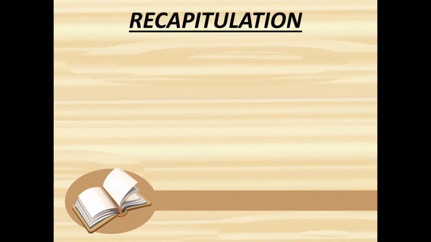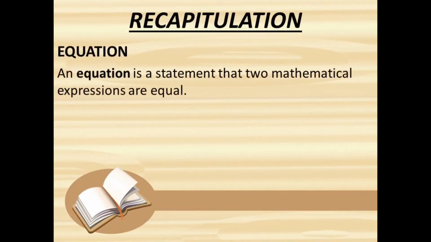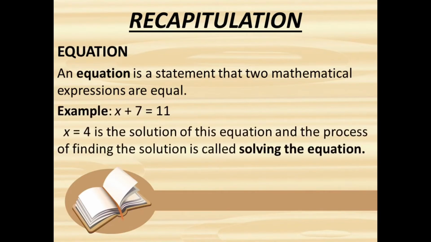Next topic is equation, and it says that an equation is a statement that two mathematical expressions are equal. For example, x plus 7 equals 11, and x equals 4 is the solution of this equation, because if we put x equals 4 in the LHS, we get 4 plus 7, and 4 plus 7 gives us 11 as an answer. So that means LHS is equal to RHS. So x equals 4 is the solution of the equation, and the process of finding the solution is called solving the equation. Hopefully it is also clear to you.